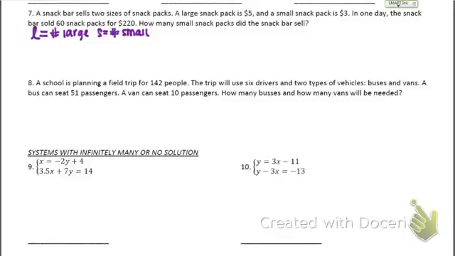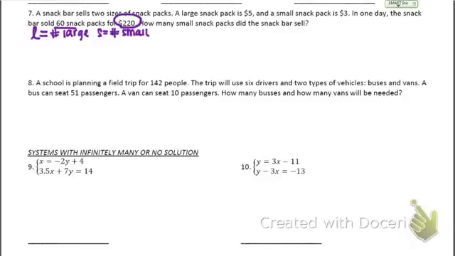And this is where writing the system can get a little tricky. They actually give us 2 types of information here. They tell us how much money we made total, right? But then what else did they tell us? How many we sold total. So we're going to have one equation for the amount that we sold and one equation for the amount of money that we made. Okay?